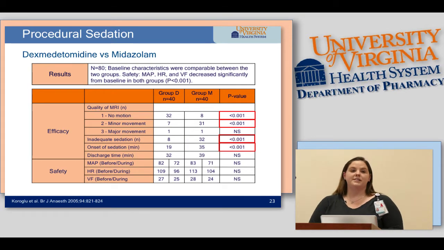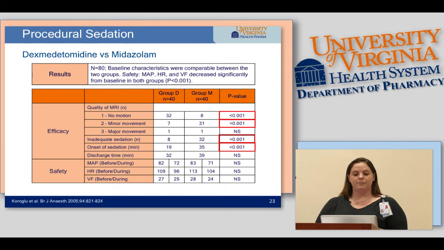So results: this study included 80 patients. Baseline characteristics were comparable between the two groups. For the efficacy, as you can see, for quality of MRI, they were given a score of 1, 2, or 3. 1 is no motion, 2 is minor movement, and 3 is major movement. For the score of 1 and 2, there was a statistically significant difference between the dexmedetomidine and the midazolam group.